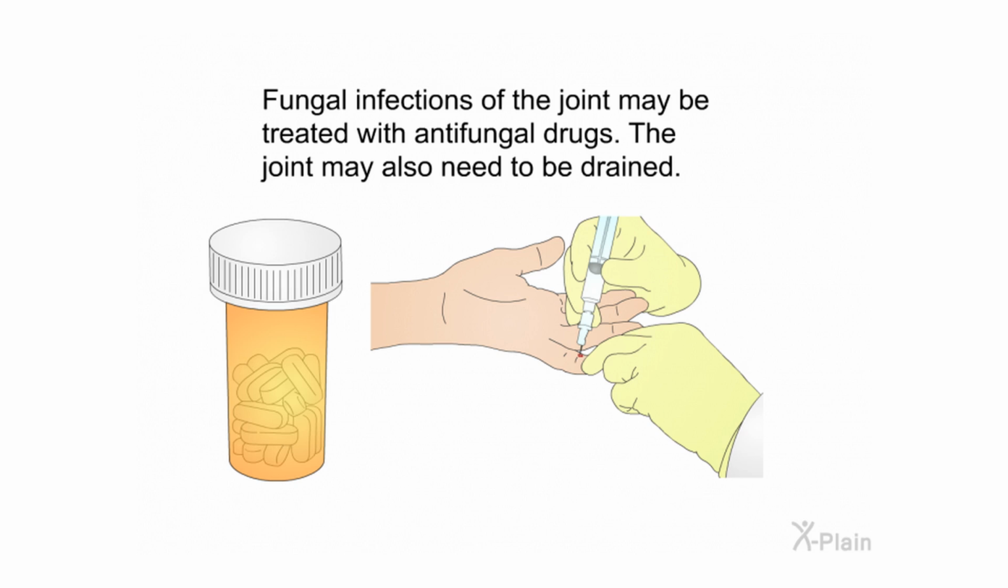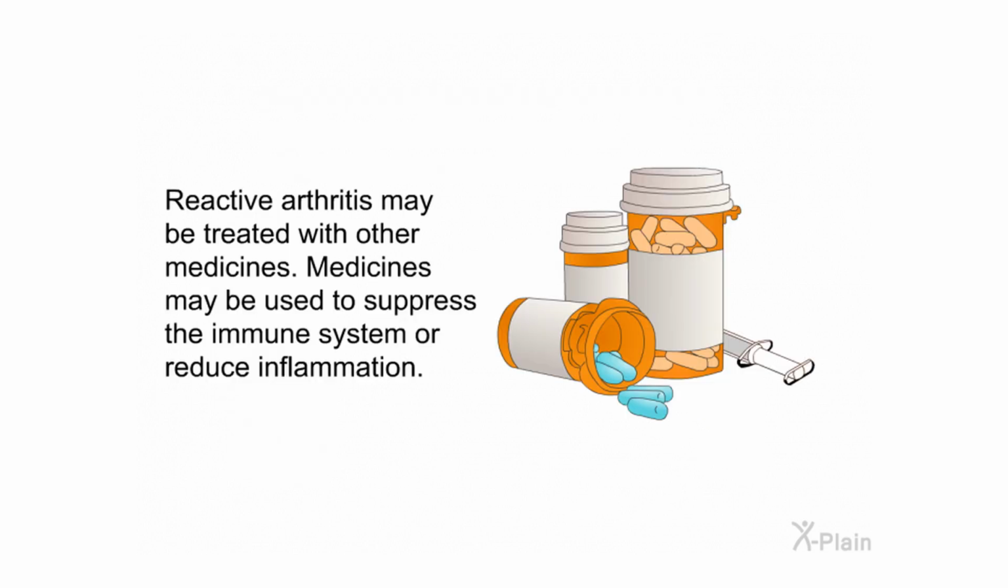Fungal infections of the joint may be treated with antifungal drugs. The joint may also need to be drained. Reactive arthritis may be treated with other medicines. Medicines may be used to suppress the immune system or reduce inflammation.